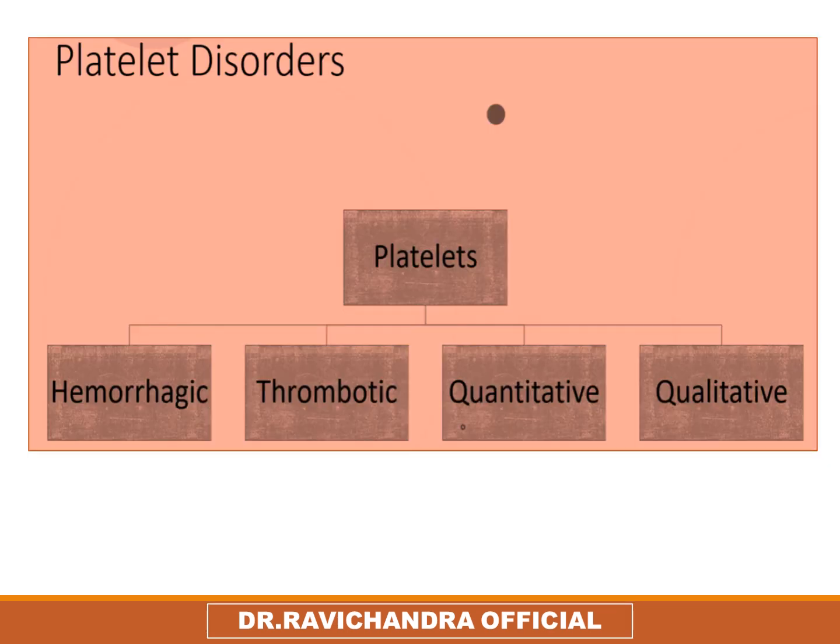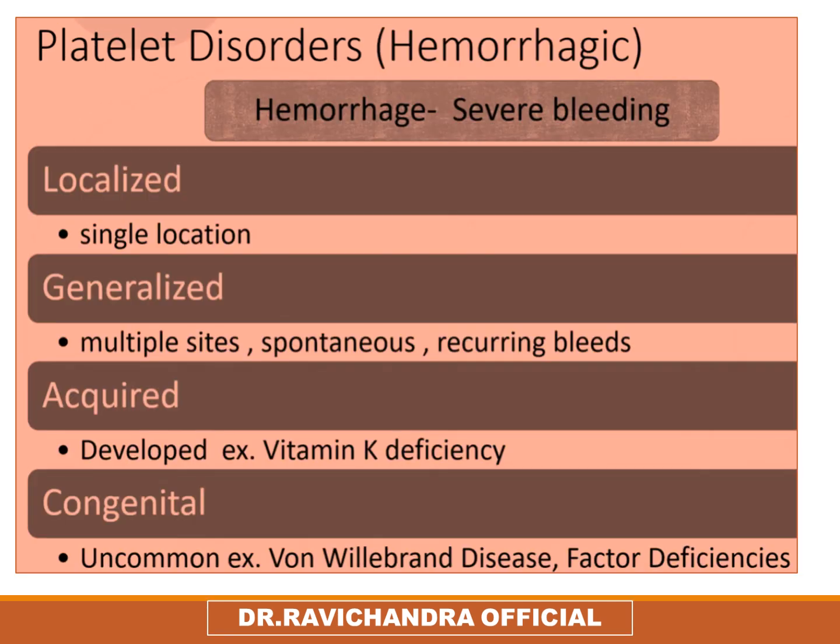Now coming to platelet disorders. The platelet disorders can be classified into hemorrhagic, thrombotic, quantitative, and qualitative. Platelet disorders, hemorrhagic. Hemorrhage means severe bleeding. So it can be localized or generalized, or acquired or congenital.